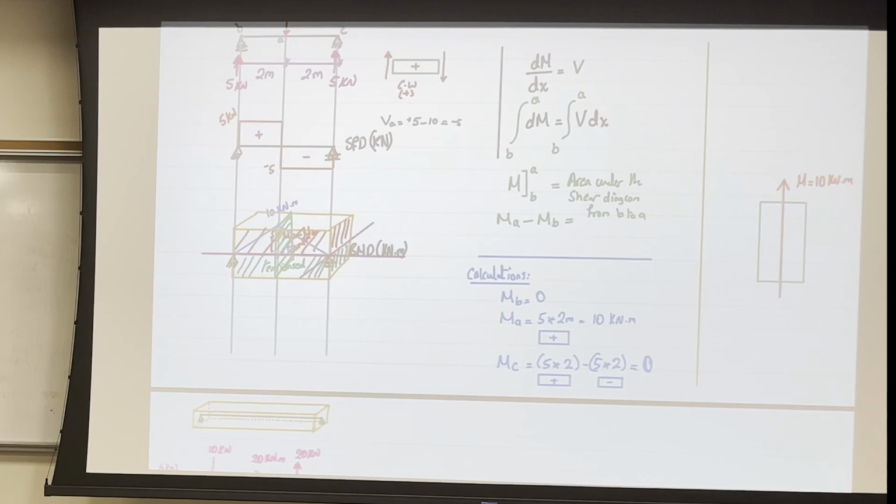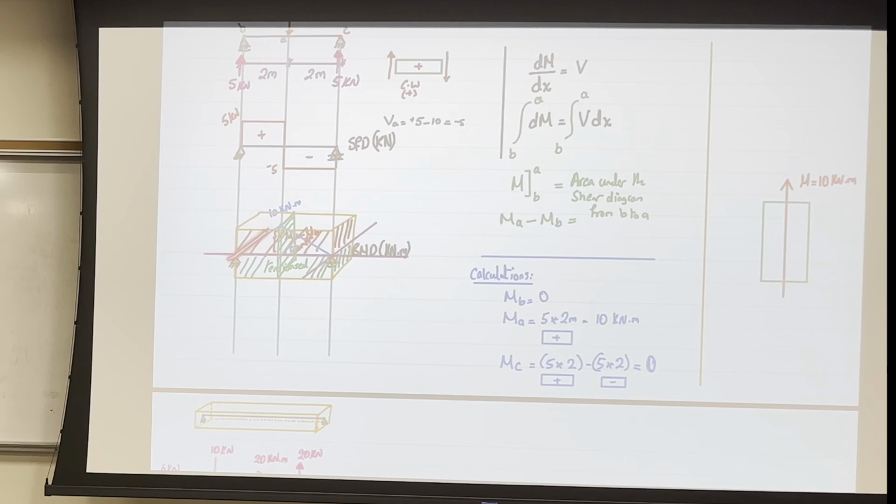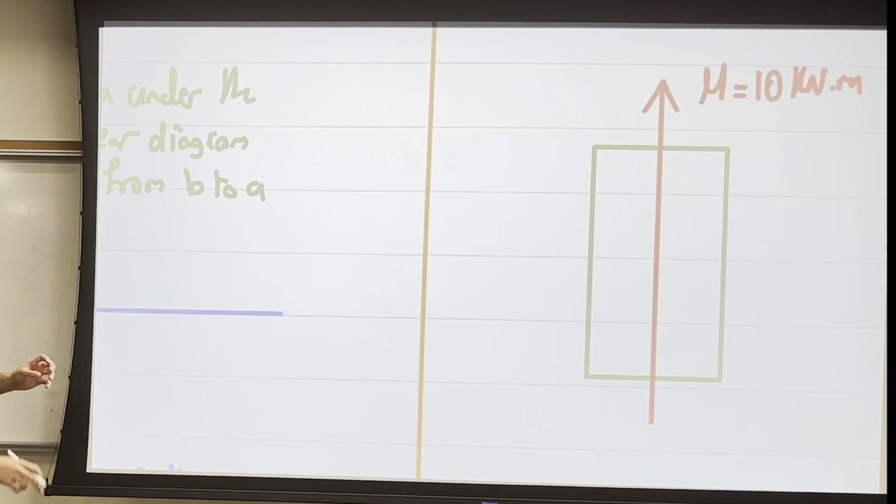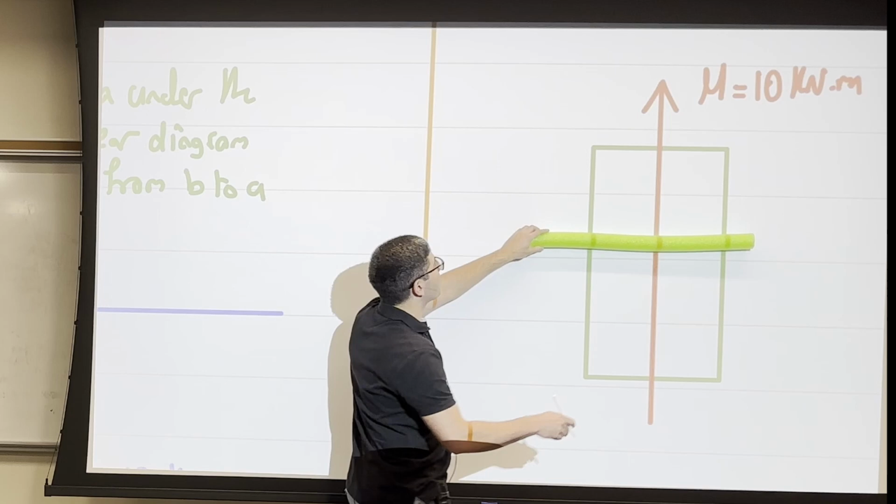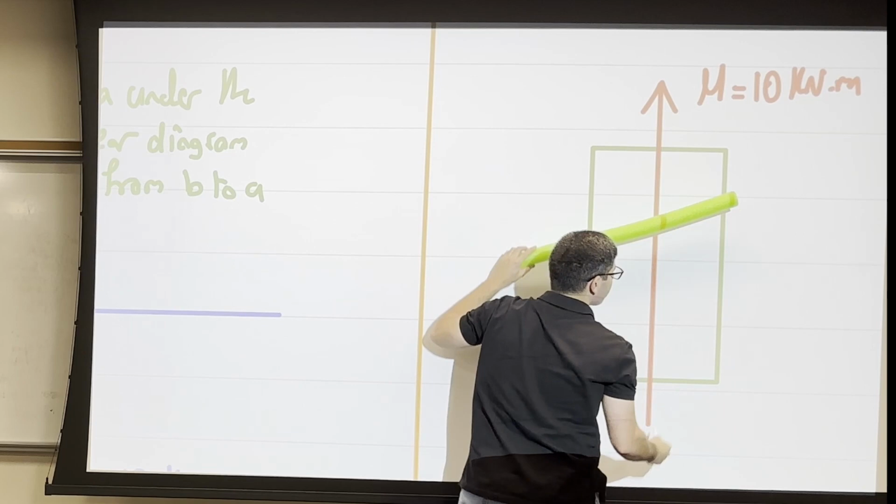And now here the moment is positive, which means the upper side is in compression, and the compression is what the arrow represents. If we draw the arrow up, that means the upper side of the beam is in compression. If we draw the arrow down, that means the lower side of the beam is in compression. So the arrow indicates where the tension and compression are. So here is the moment.